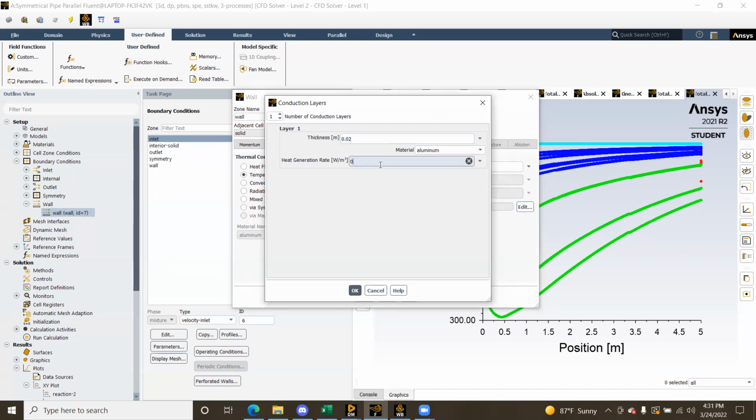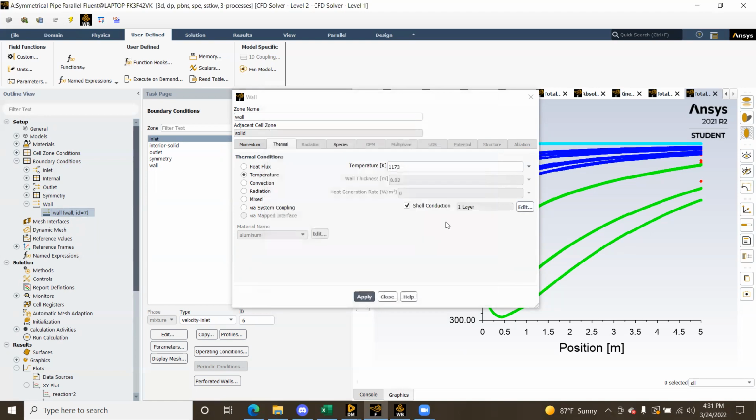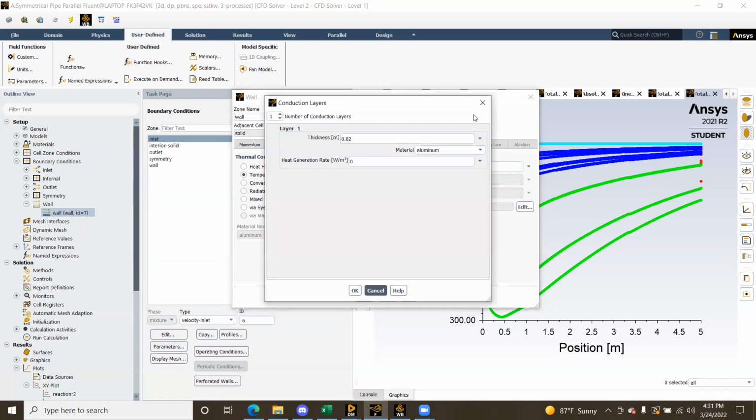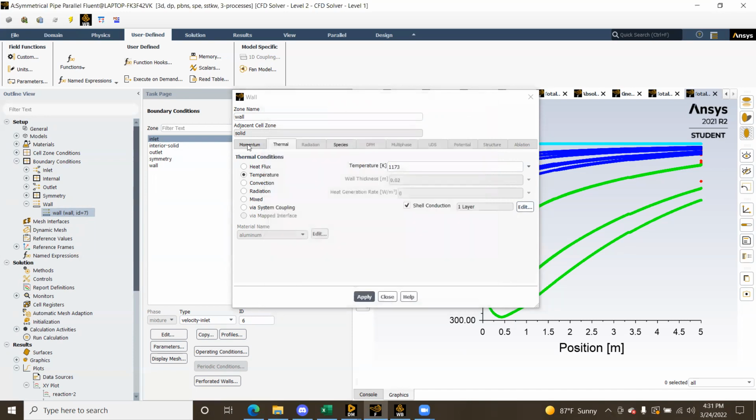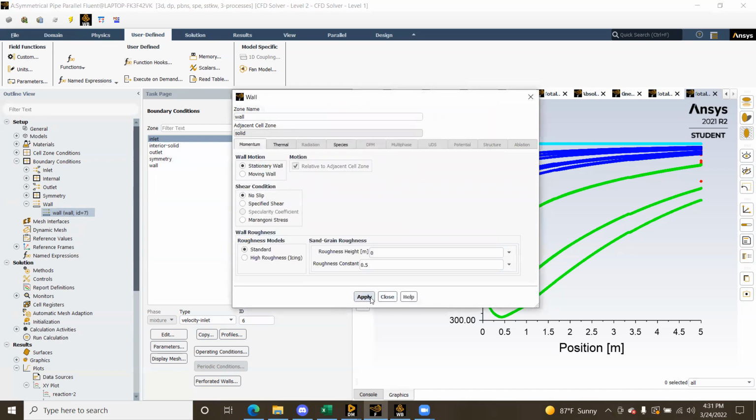I didn't do anything for the heat generation rate. I don't think that we have to, because I don't know that it's generating heat so much as it is just transferring heat. But we might want to look into some of these differences here. But yeah, so I think it's pretty important to keep in mind, having shell conduction with 1 layer and some level of thickness that is not 0. So apply, close.